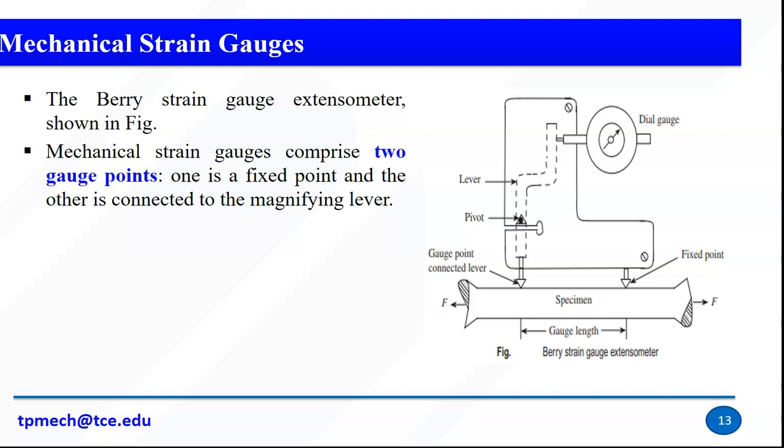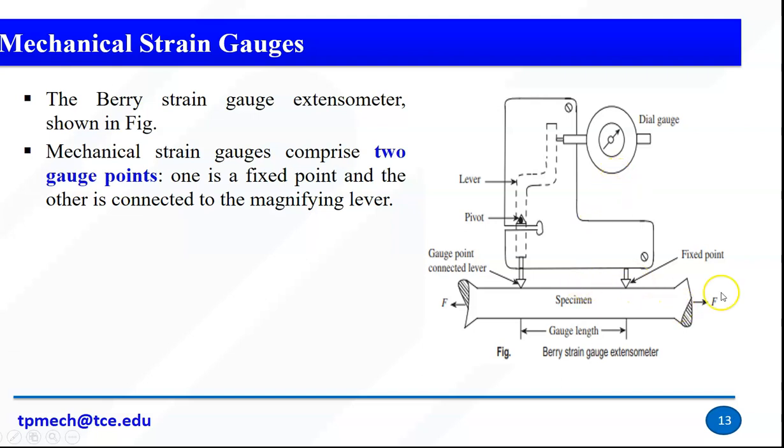In a watch, time is from 1 to 12, and then we have an indicating hand. So first, before applying force, I am fixing the fixed point as well as the gauge point on the specimen, and I set the value as 0. The dial gauge looks like a watch. So on the indicator I set 0. I have an adjustment screw. By adjusting the screw, at the initial position without applying any force, I set the value as 0.